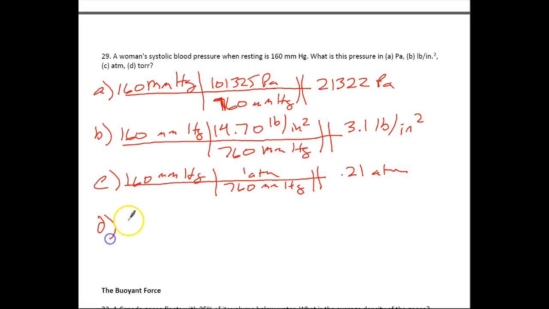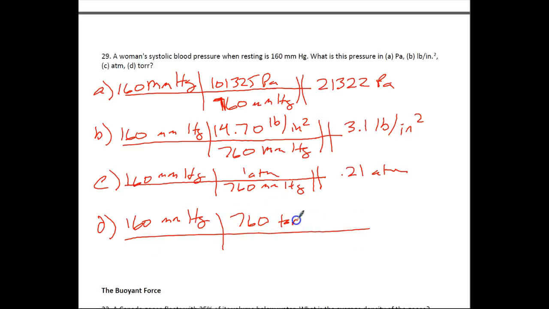For letter D, we're going to start with 160 millimeters of mercury, and we're going to go to torr. What's interesting is 760 torr is equal to 760 millimeters of mercury, so you really didn't have to do all this, but it does prove the point. And so this is 160 torr. And that is the end of the first video in the first section of the problems for fluids.